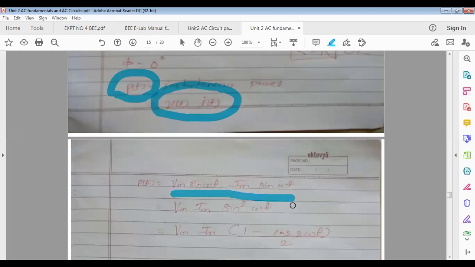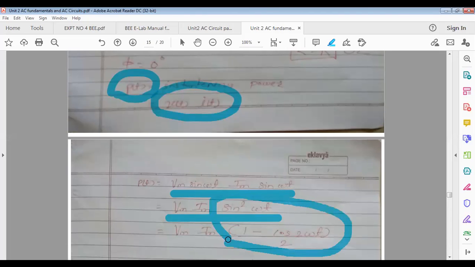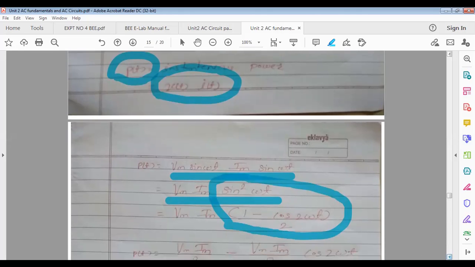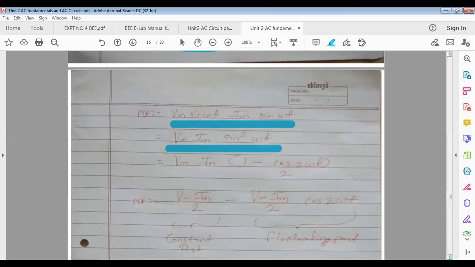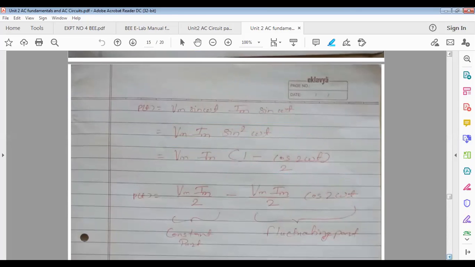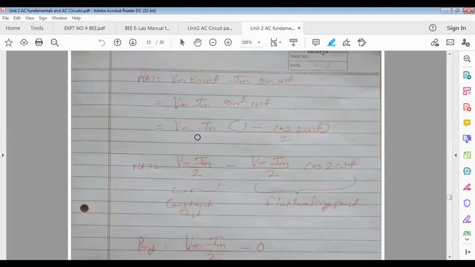Write down the voltage and current equation and simplify it. So I'll get sine square omega t here. Can I replace sine square omega t by this, 1 minus cos 2 omega t upon 2? Yes, you can replace it. So simplify it, multiply by Vm Im by 2. So you will get it like this.